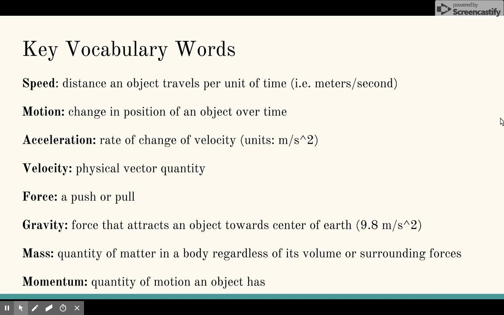So the value given for acceleration of gravity that we will use in math equations will be 9.8 meters per second squared. And then mass is the quantity of matter of an object, regardless of its volume or forces around it. I want to emphasize this is different from weight, so be careful. Weight is affected by gravity while mass is not. And lastly, momentum is the quantity of motion an object has. A lot of the times you hear in sports, oh, that team has a lot of momentum. And what it's really saying is that a team has a lot of motion and it's hard to stop that team.